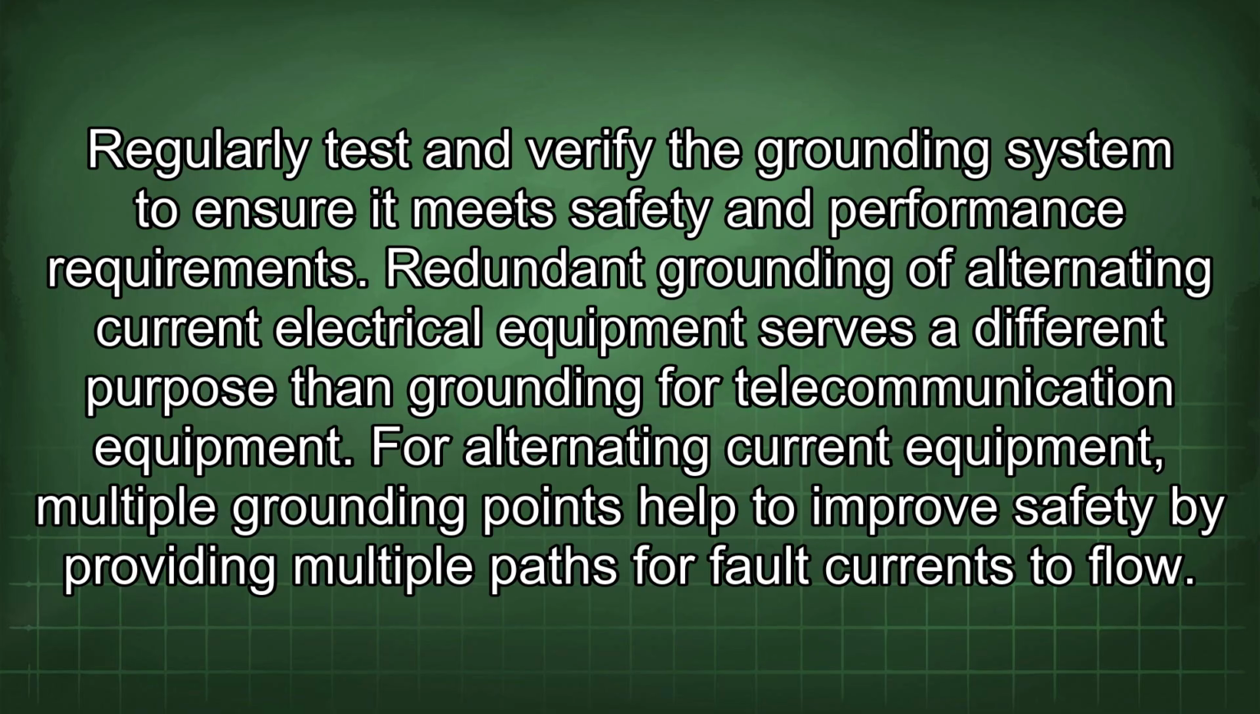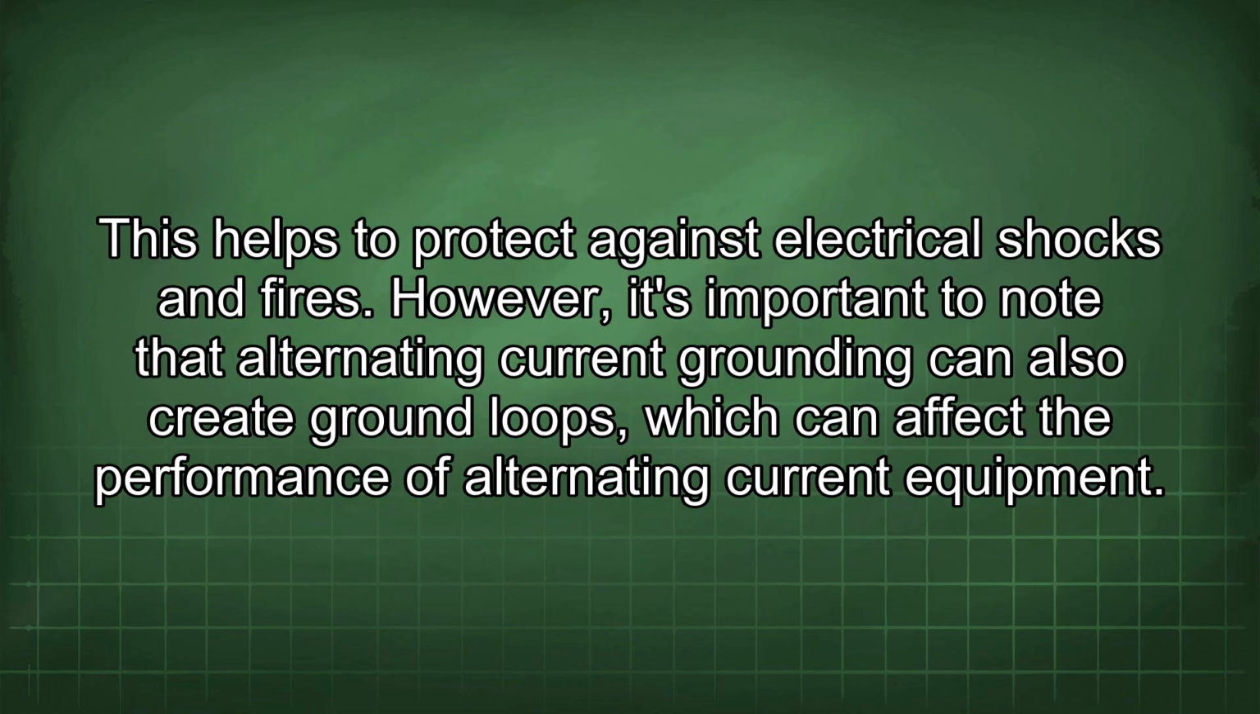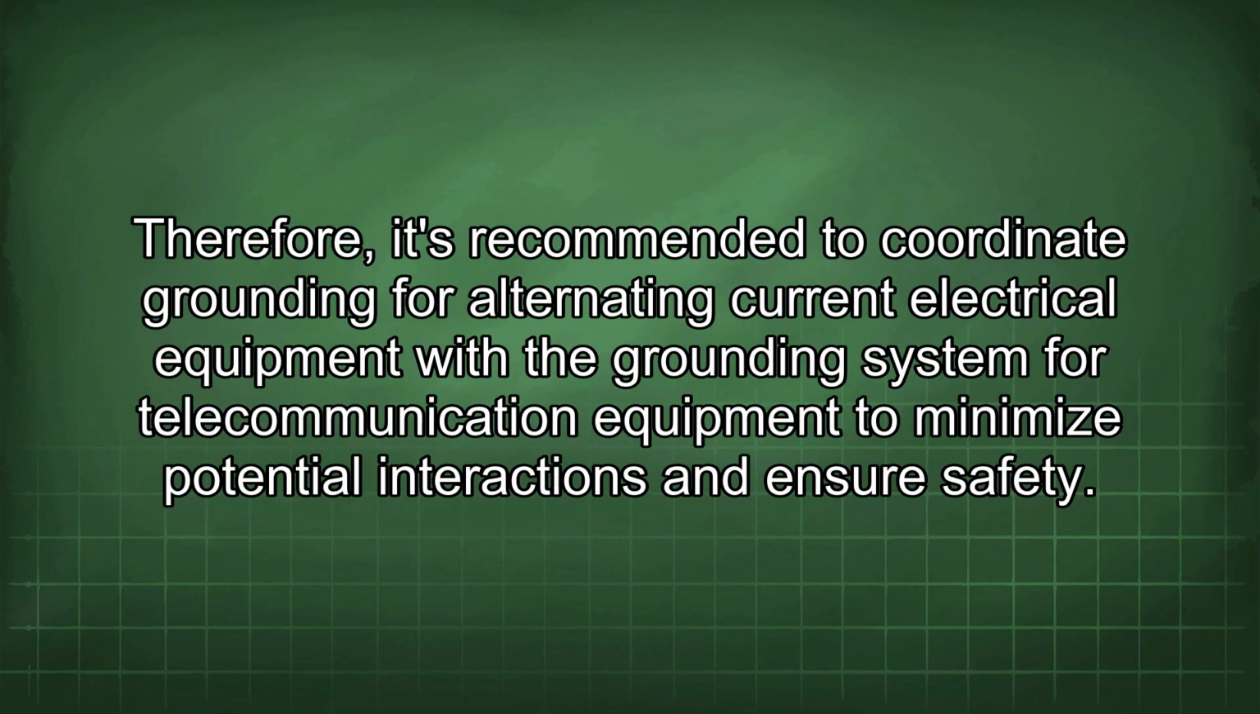For alternating current equipment, multiple grounding points help to improve safety by providing multiple paths for fault currents to flow. This helps to protect against electrical shocks and fires. However, it's important to note that alternating current grounding can also create ground loops, which can affect the performance of alternating current equipment. Therefore, it's recommended to coordinate grounding for alternating current electrical equipment with the grounding system for telecommunication equipment to minimize potential interactions and ensure safety.